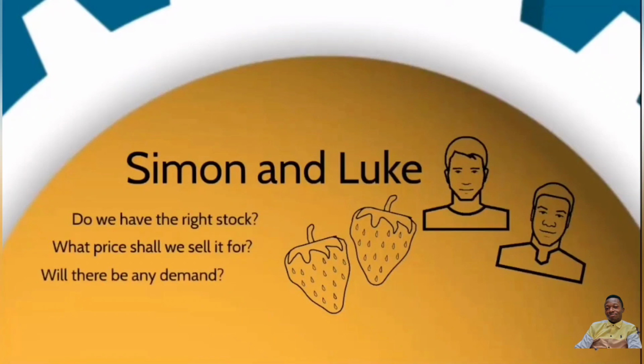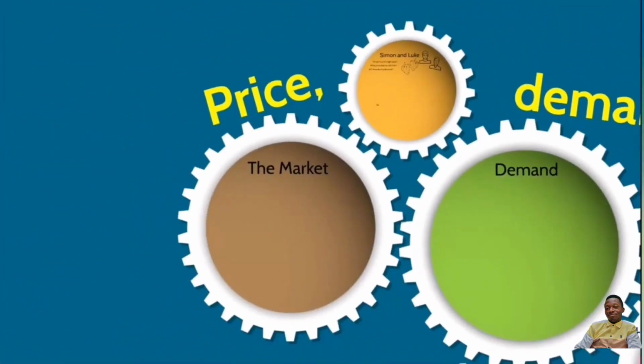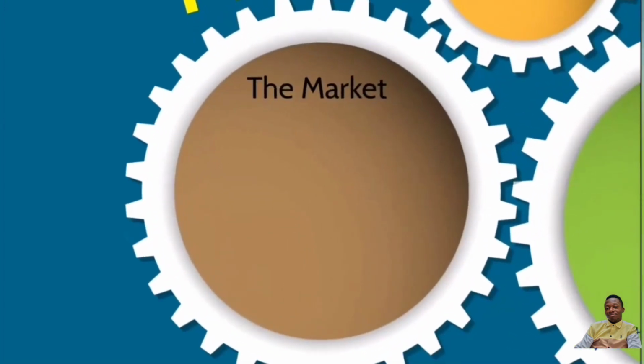Do they have the right stock? What price should they sell it for? Will there even be any demand for strawberries at all? All these questions take us into the realm of demand and supply. Hopefully we can find the answers to these questions for Simon and Luke. But firstly, we need to understand the idea of markets.